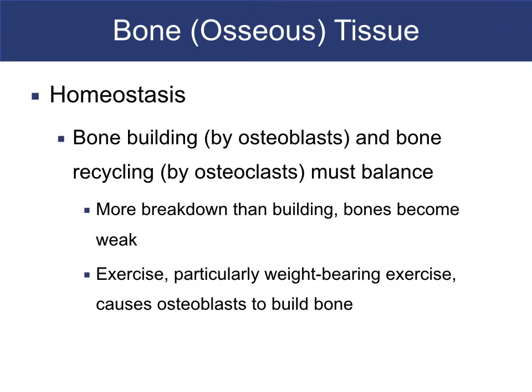So, homeostasis, bone building, and bone recycling must balance. If you're breaking down more than you're building, your bones are getting weaker. If you're creating more bone than you're eating up, your bones are getting stronger. We know of a number of things that will make your bones get stronger, and probably the best one of all is the female hormone called estrogen. Works really good. It makes your bones stronger and it prevents osteoporosis.